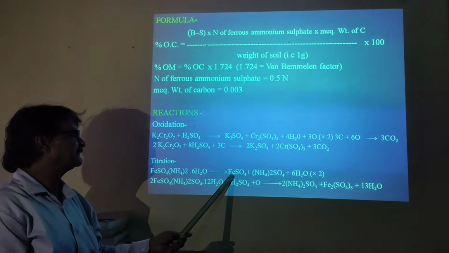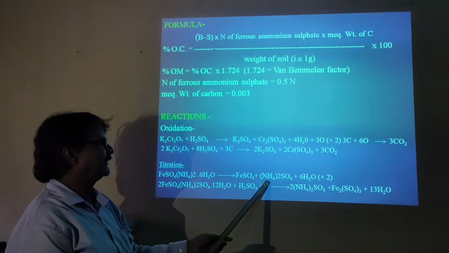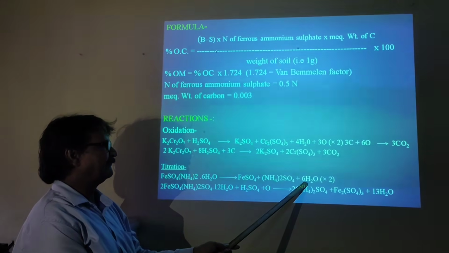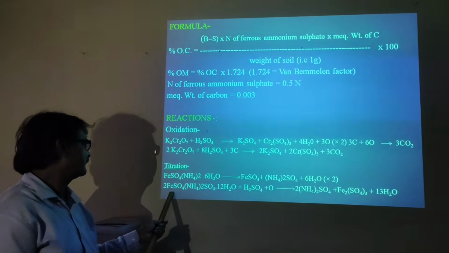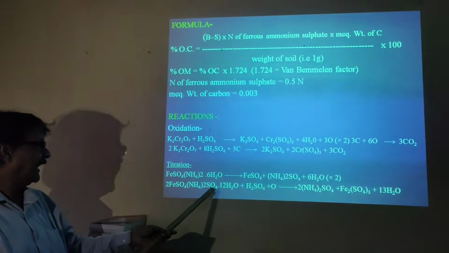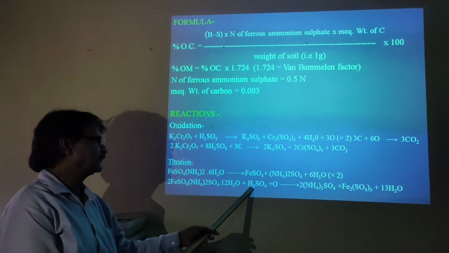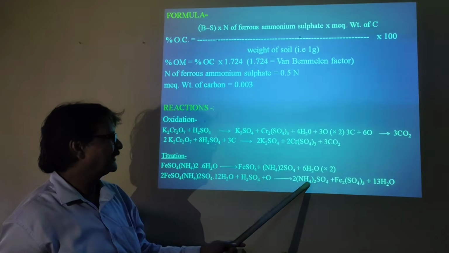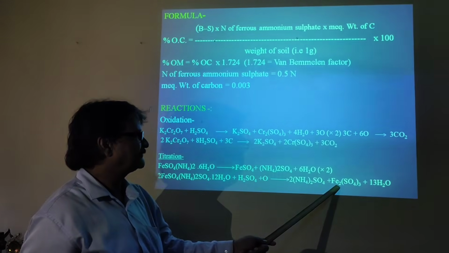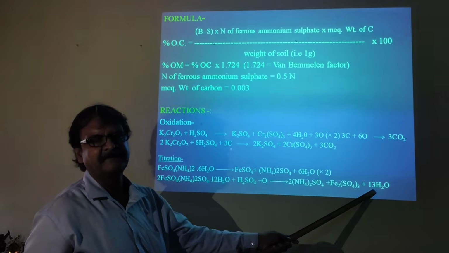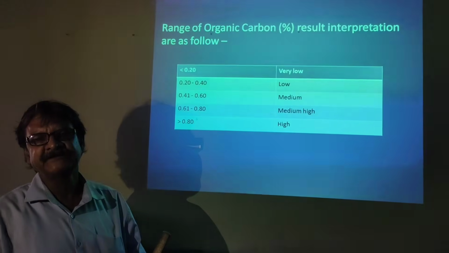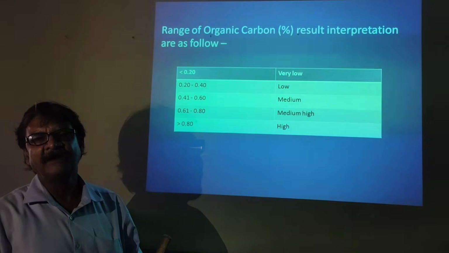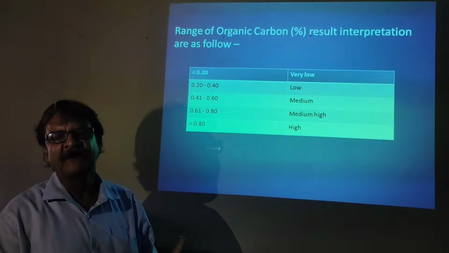And when we are going for titration, ferrous ammonium sulfate breaks into iron sulfate and ammonium sulfate plus water. And then this ferrous ammonium sulfate in presence of H2SO4 plus oxygen is converted into ammonium sulfate, iron sulfate and water. Question is this: why are we estimating organic carbon in a given soil sample?